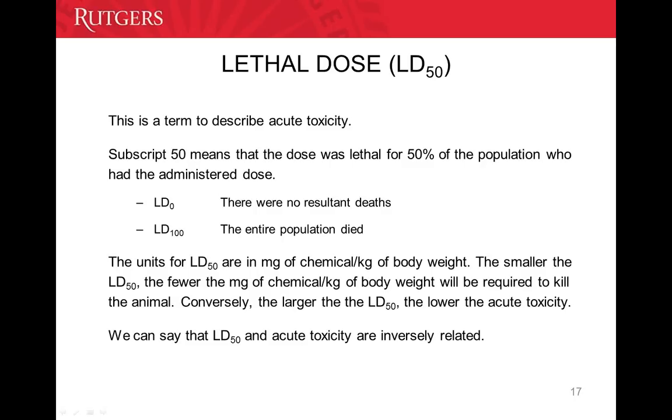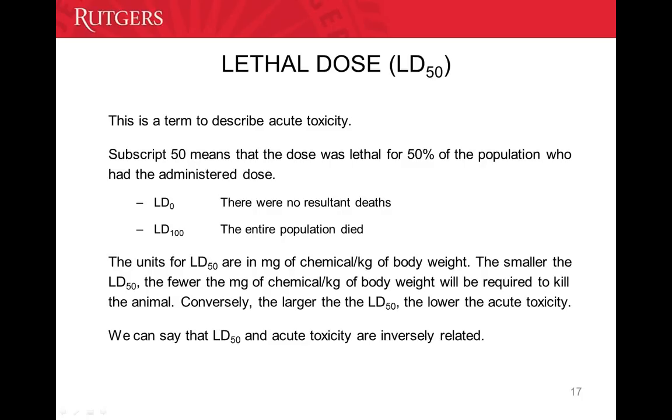The subscript 50, as you recall, stands for the part of the population that's affected. So if you have an LD50, 50% of the population that was exposed would in fact have the lethal dose. They would die. In LD0, there would be no deaths, and in LD100, there would be 100% kill.